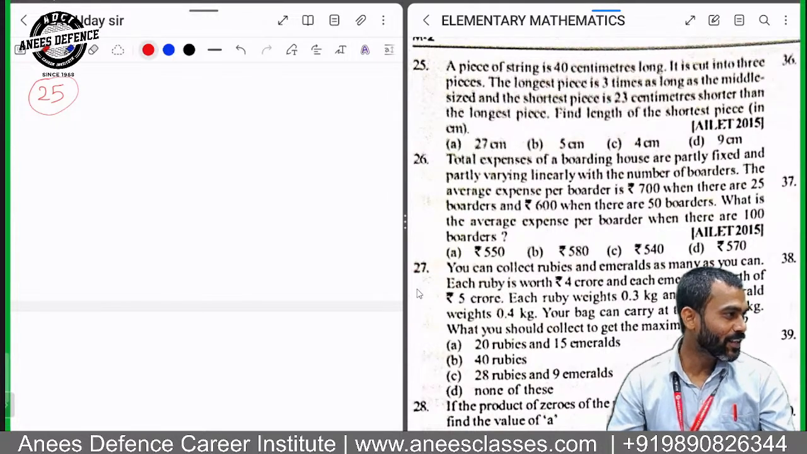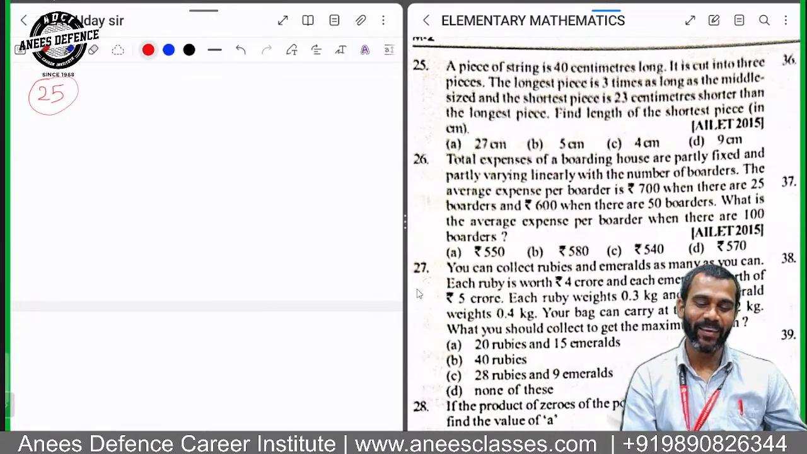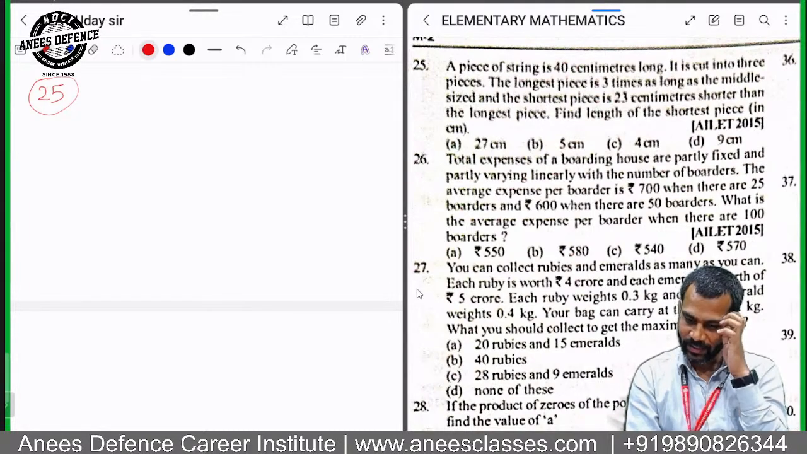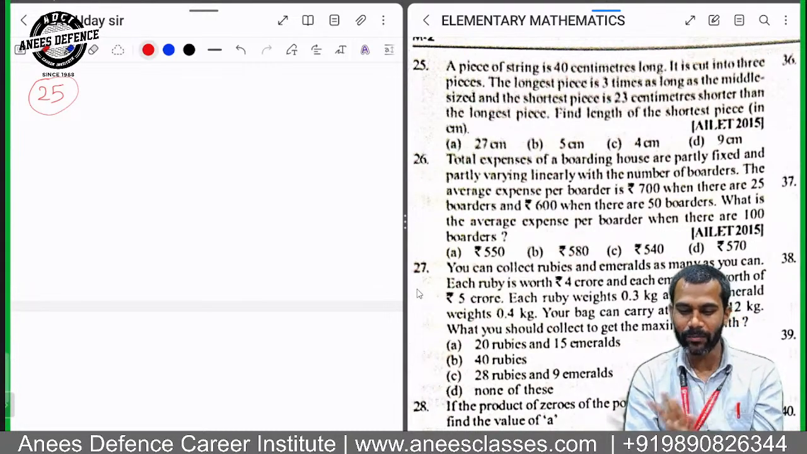Tell me 25, very easy. A piece of string is, I mean the total sum should be 40 centimeters, isn't it?